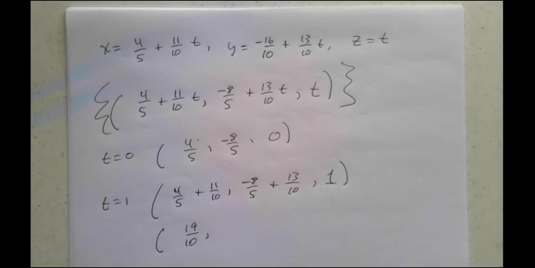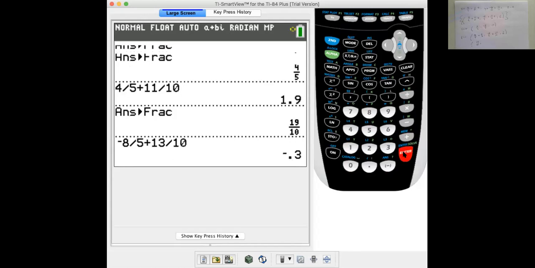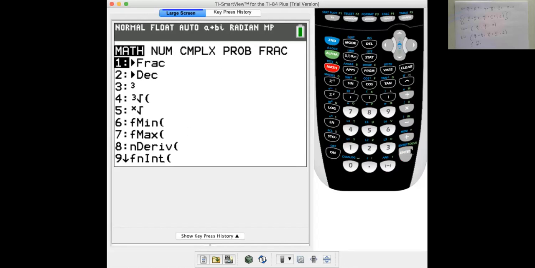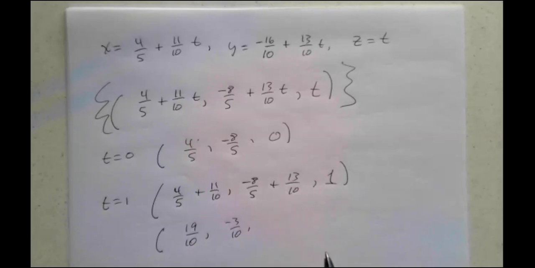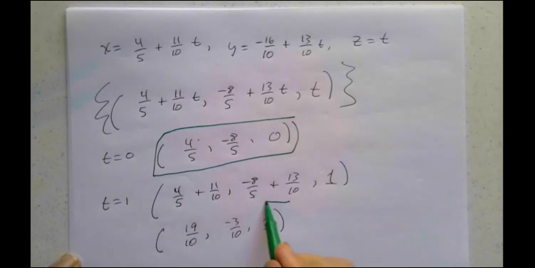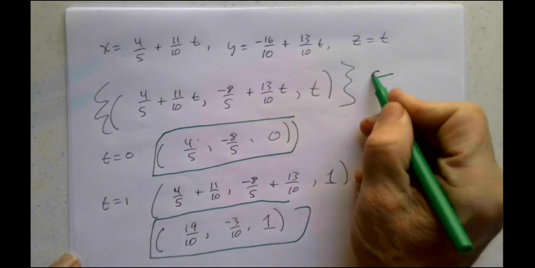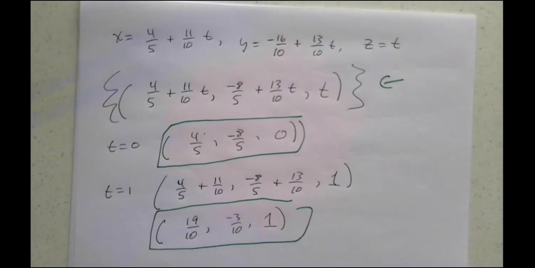Second one, -8/5 plus 13 tenths gives me -3 tenths. And then we have 1. So I'd like to check that. So I have two answers. This is one of my answers. This is another answer, but there are in fact infinitely many. And that's what it looks like in terms of our infinitely many. Before I finish this, I like to check those. I like to plug those values in and see what we get.